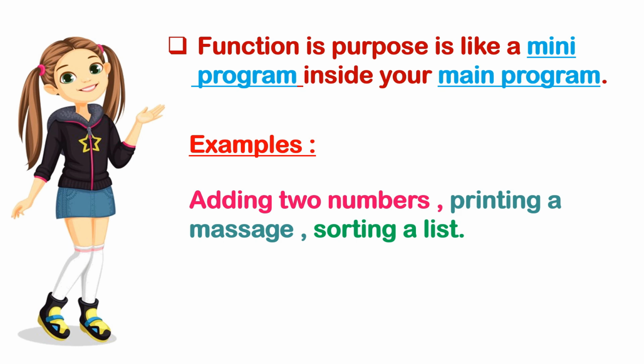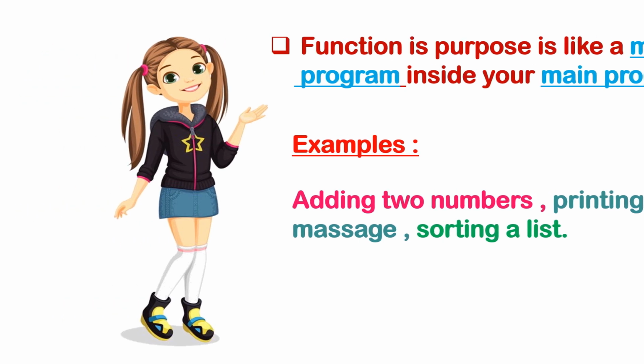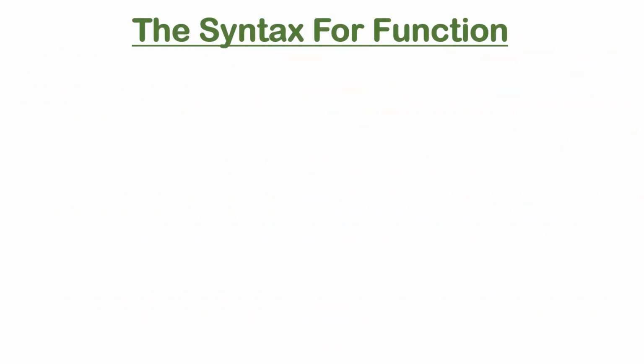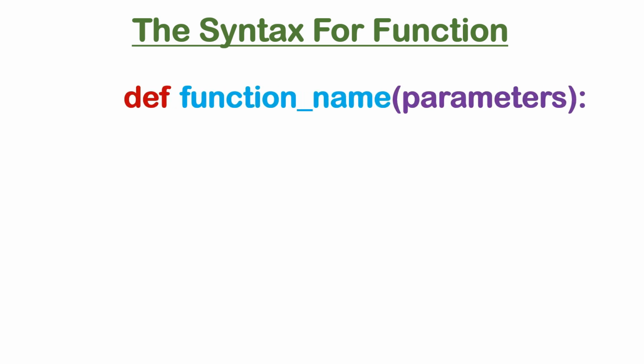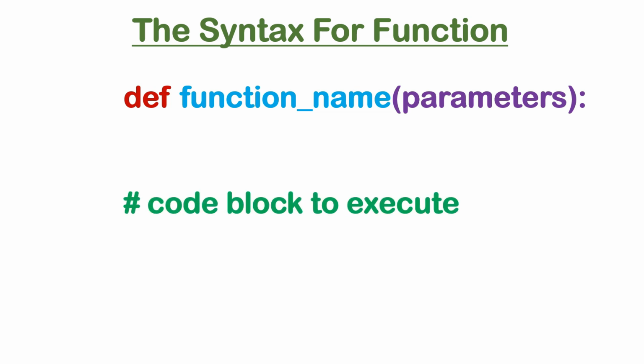You use a function when you want to perform a task multiple times without having to rewrite the same code over and over. The syntax for a function is def function_name(parameters): then the code block to execute, and then we need to put return with a value.